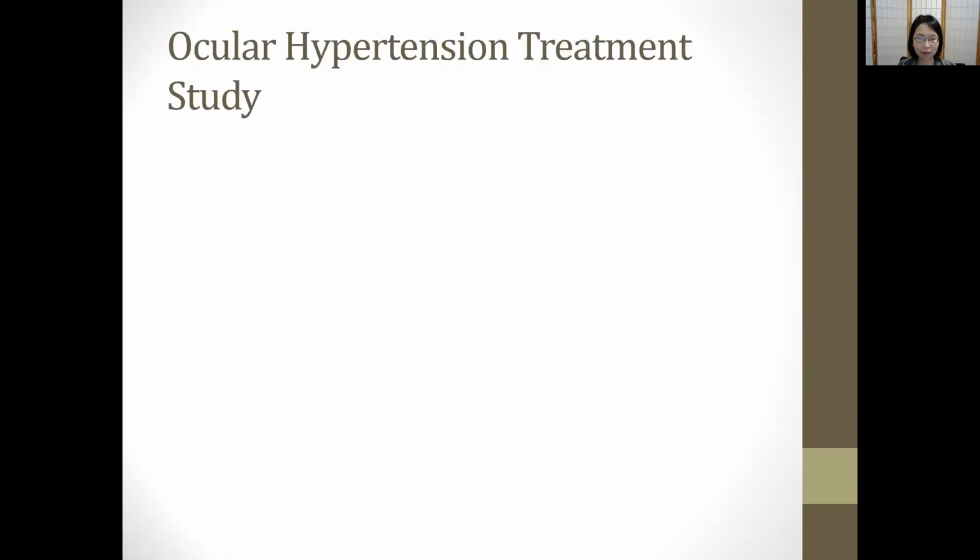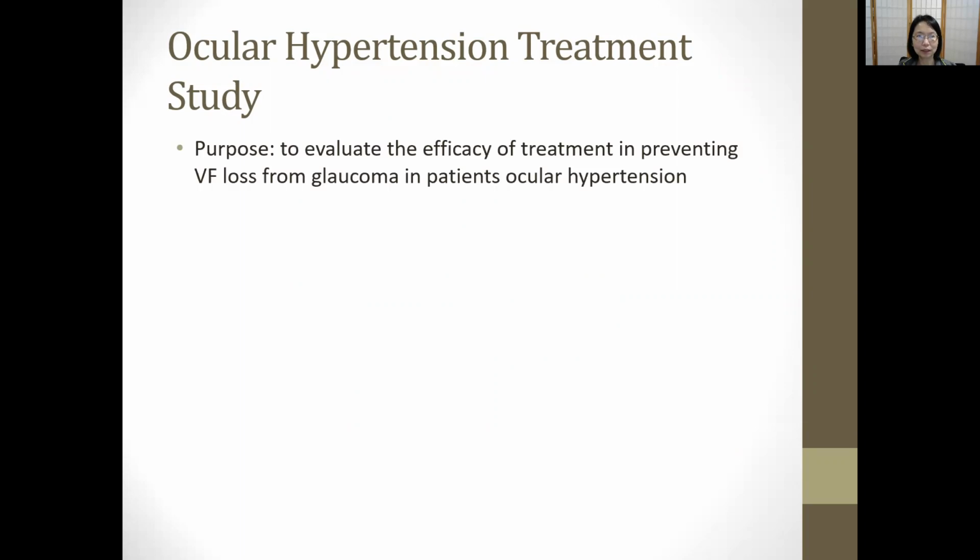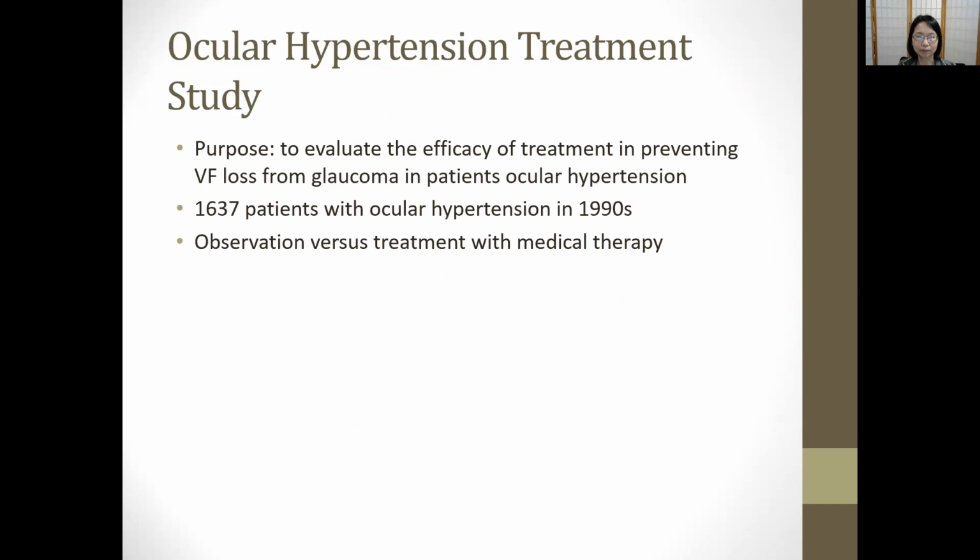Now let me move on to talk about the ocular hypertension treatment study. The purpose of the study is to evaluate the efficacy of treatment in preventing visual field loss from glaucoma in patients with ocular hypertension. So in other words, do we treat the patients whose pressure is above 21 when they don't have glaucoma?